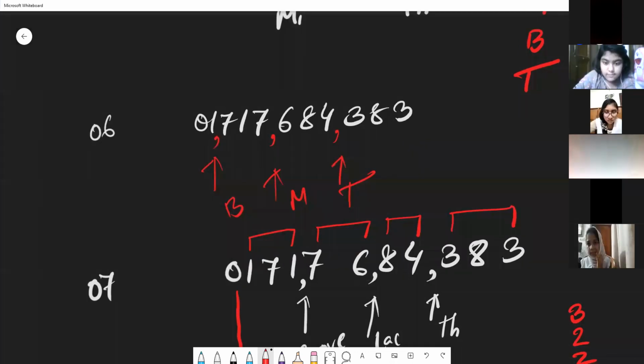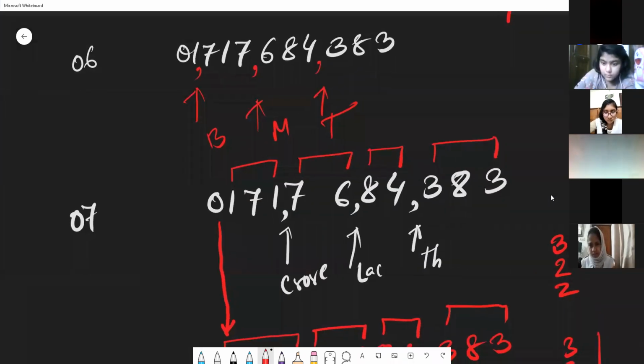Okay, this is number 6, counting in the international system: 1,717,717,684,383. So this is the 7 and 3.